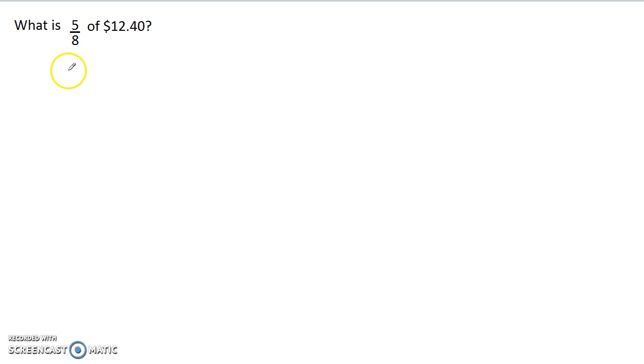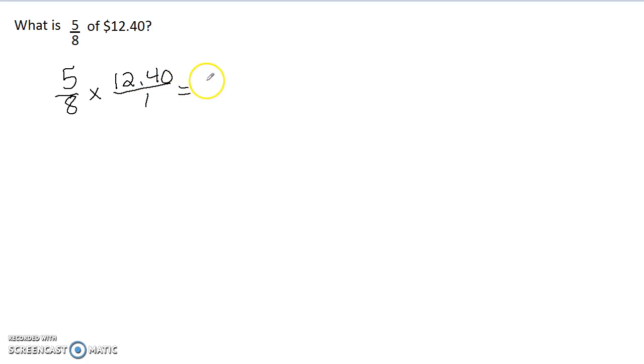Okay, so along the same topic of multiplying and dividing money with fractions, we have this problem of multiplying a fraction with money. So we're going to take 5/8 and multiply, because we know that's what the word "of" means. Of usually means multiplication. So 5/8 times $12.40 is really the problem we're trying to solve here. I'm going to set it up as a math problem. Put it all over 1.